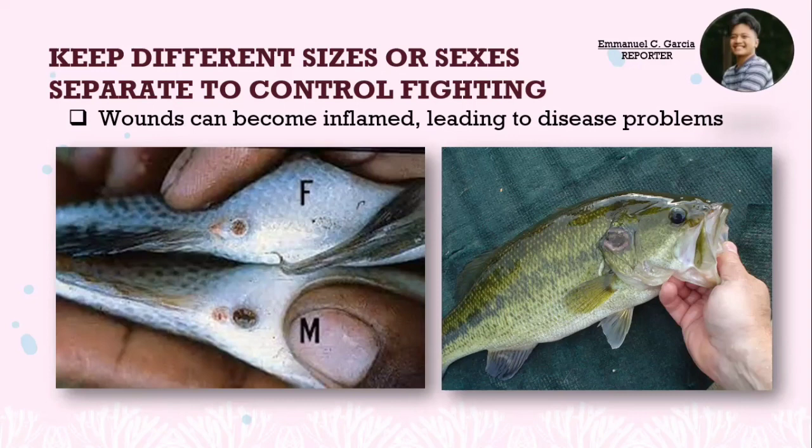Here are points to identify the inflammation: red spot on the body, ulcers on gills, enlarged eyes, and swollen abdomen.